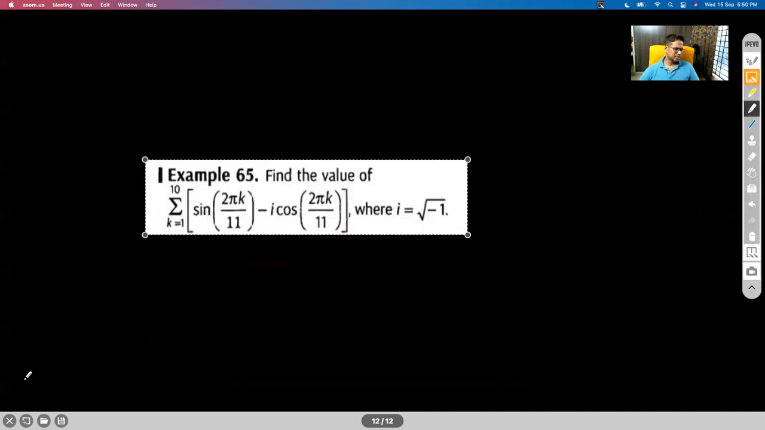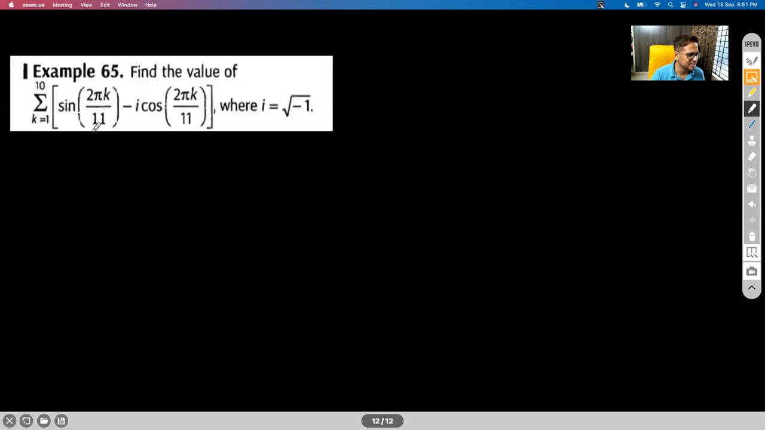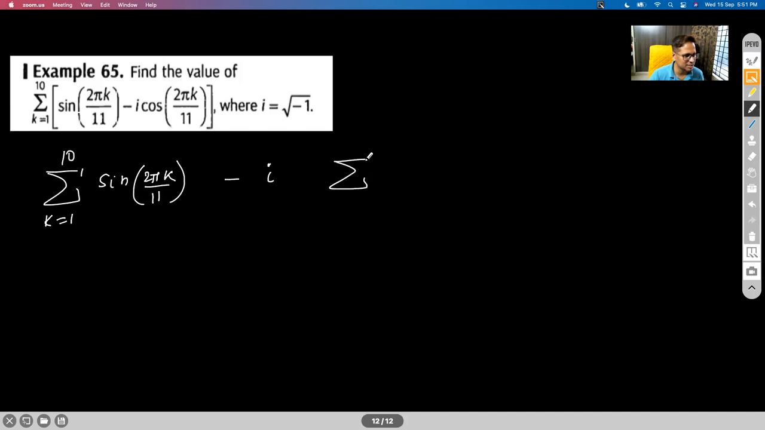Find the value of this summation. They have actually kept it as a single term, so if you want, you can write it like this. You can write it as summation sine 2 pi k by 11 from k equal to 1 till 10, minus i times summation cos 2 pi k by 11 from k equal to 1 to 10.